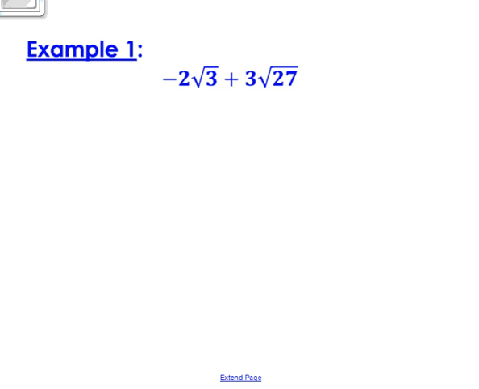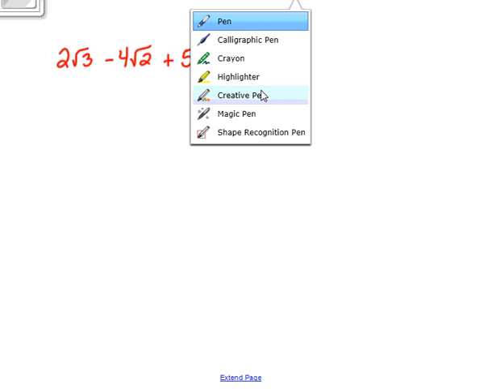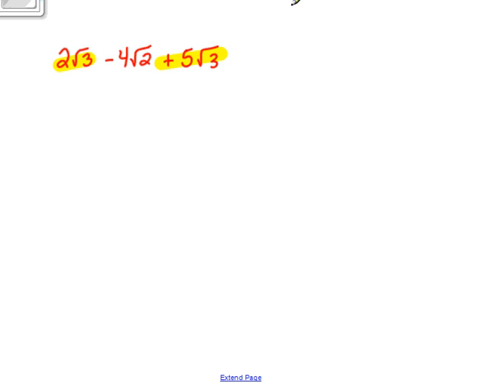So looking at example 1, let me give you another example. If I had them already simplified, for example, if I had something like 2 square root of 3 minus 4 square root of 2 plus 5 square root of 3. The like radicals are these two. So I can combine those together. I can do 2 plus 5 and get 7. So 2 square root of 3's plus 5 square root of 3's is 7 square root of 3's. And I can't combine negative 4 square root of 2, so I just bring it down. And that would be my final answer.